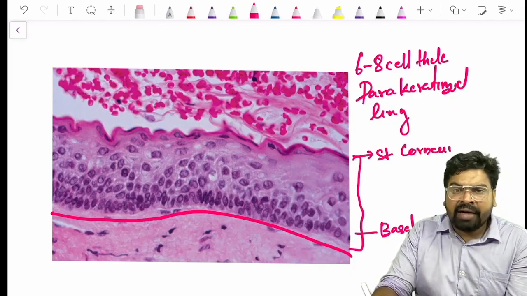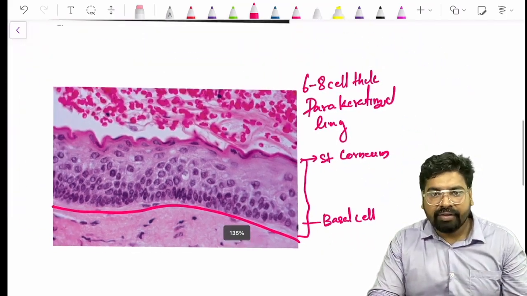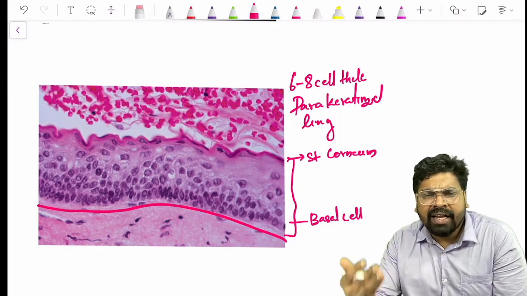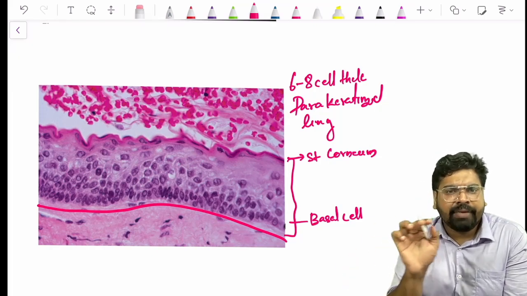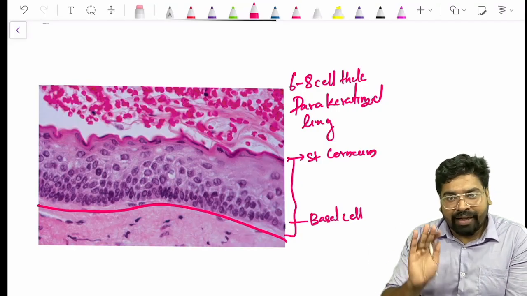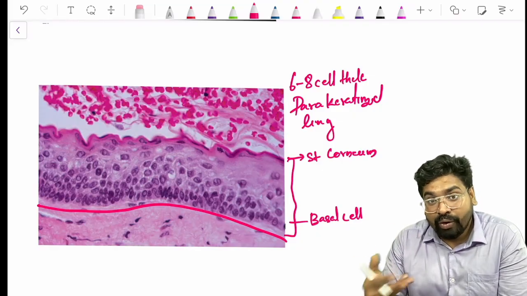Stratum corneum, and the stratum corneum is para-keratinized. Okay, the basal cell here, there is stratum corneum that is para-keratinized. Para-keratinized means you can see the nuclear remnants in that. In orthokeratinized, what is the difference between ortho and para, that we will see when we discuss orthokeratinized odontogenic cyst.